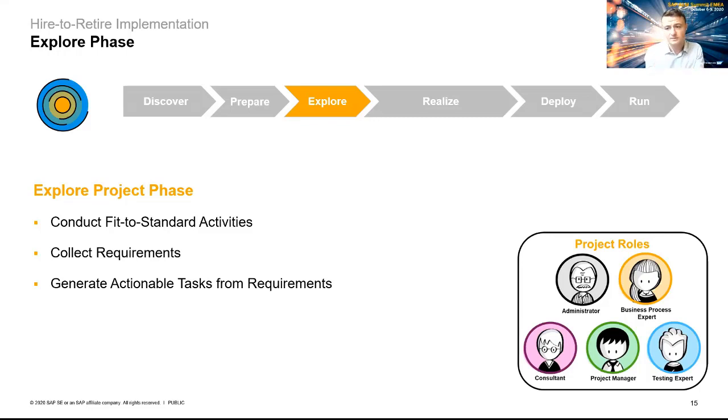We then move to our explore phase, and really the objective here is to understand how processes provided by SAP can satisfy your business requirements, and how this is achieved in SAP Cloud ALM is we conduct our fit to standard activities. We have the tasks there to support that. We can collect requirements, we can create actionable tasks from those requirements, and what I'm going to show particularly in this phase is how that business process expert again works here.